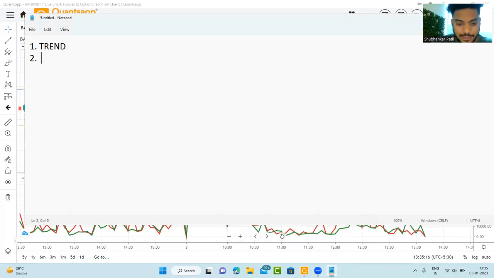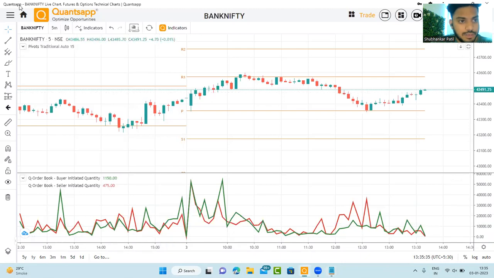So the second thing is a pivot. Typically, you will use the pivot on a 5 minute chart on intraday. The third thing is you can use order book data along with this. Other than that, there are a few more techniques that you can use, not necessarily in sync, but you can use those independently.